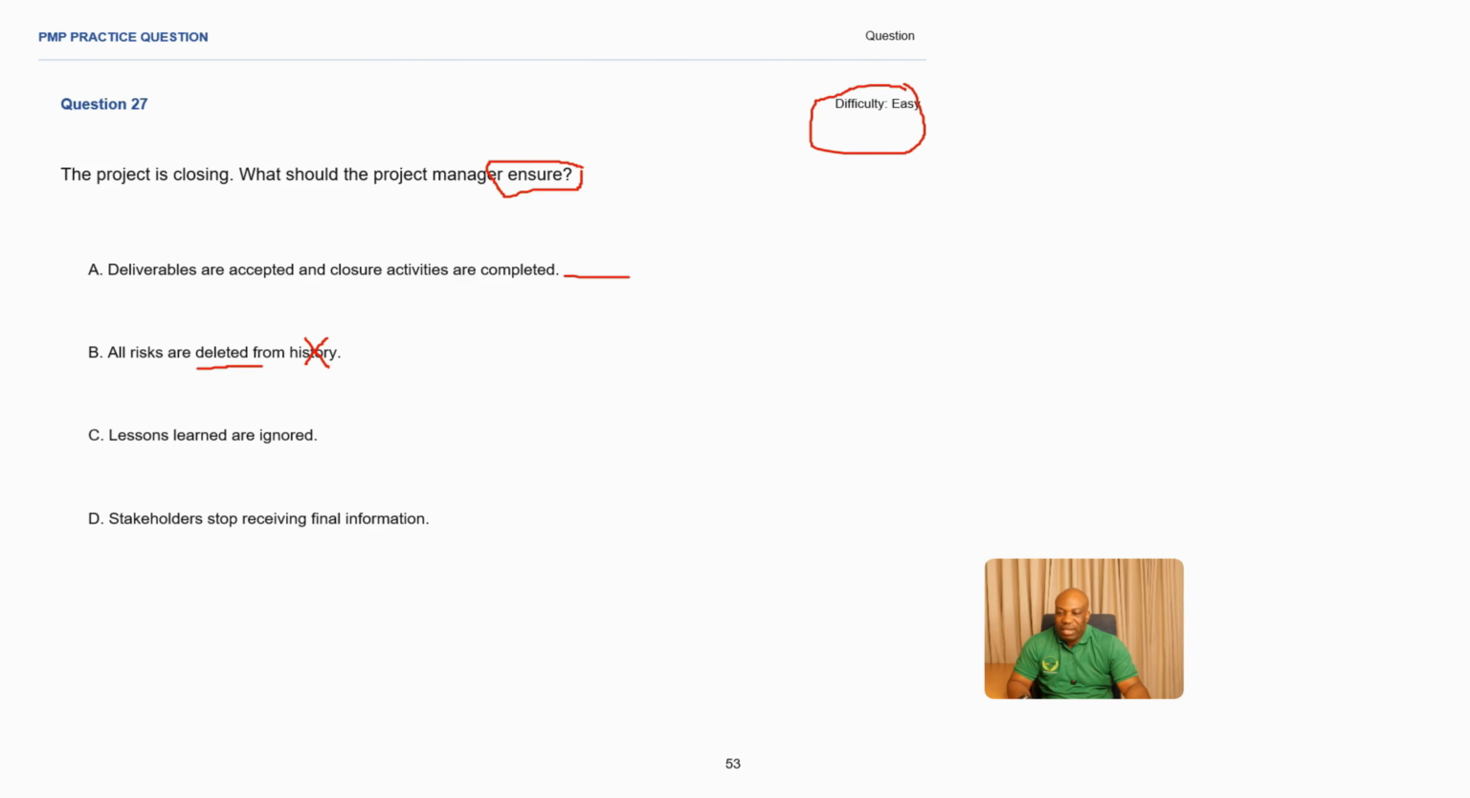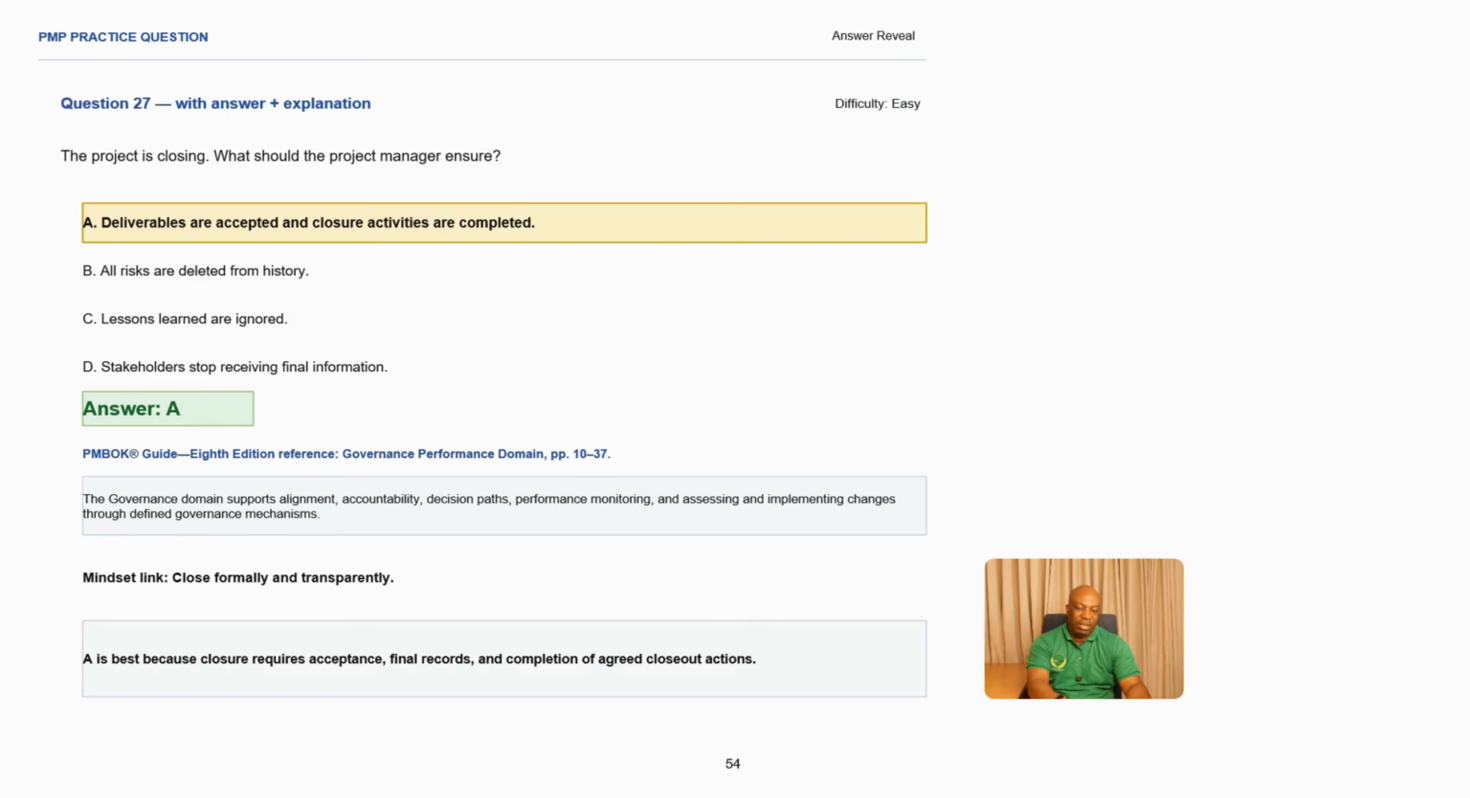Lessons learned are ignored. Lessons learned are very important, especially when you are closing the project. You want to be able to be better in the next projects, so this is an incorrect answer. They cannot be ignored. You have to capture them. Then stakeholders stop receiving final information. Stakeholders receive even the final report when they're closing the project, making this an incorrect answer.